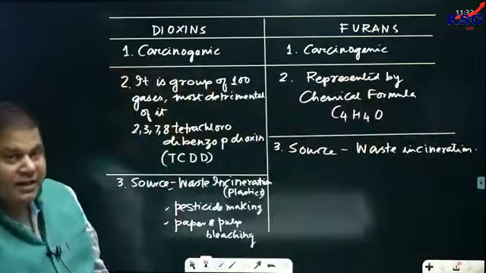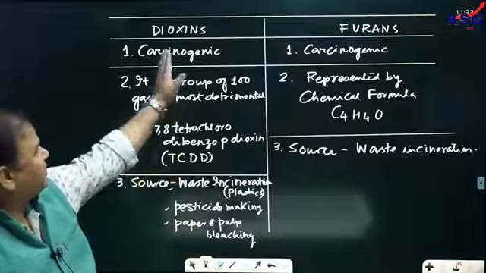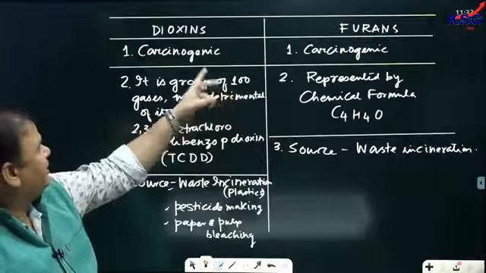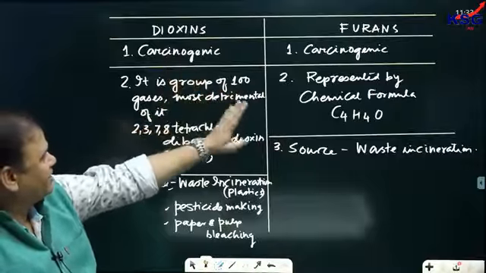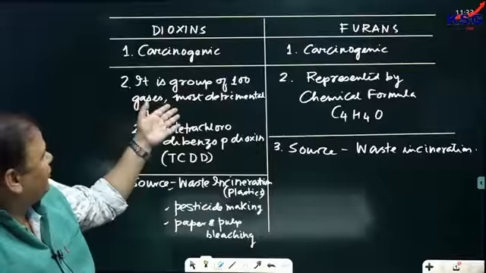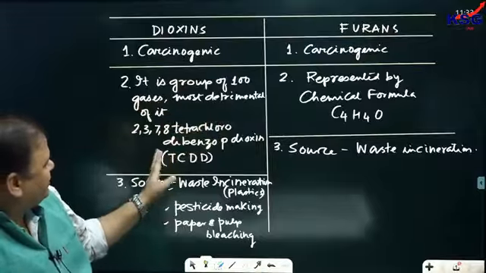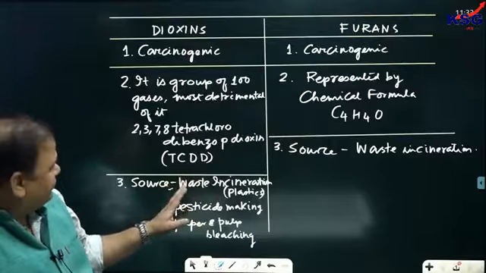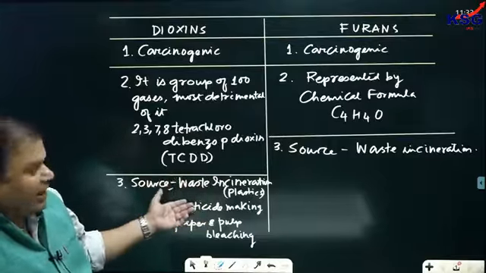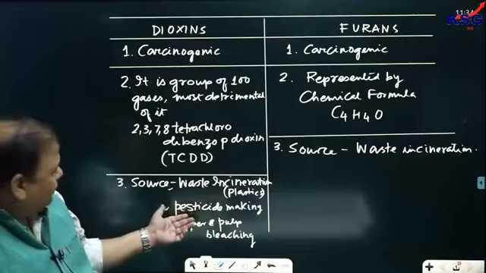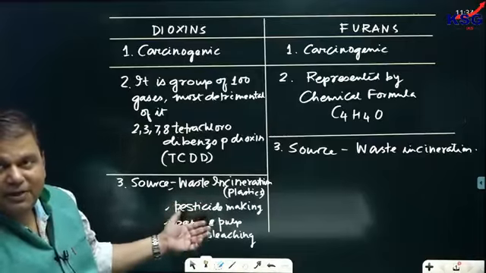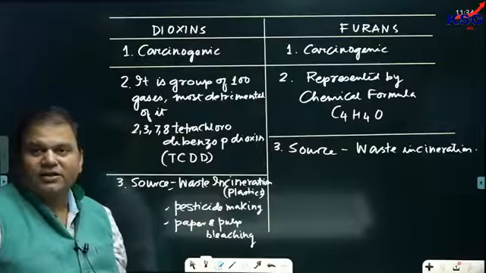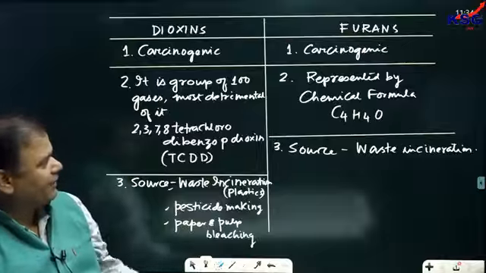So we have said that in landfills, waste incineration is responsible for emission of toxic gases, which includes dioxins and furans. Both of them have been reported to be carcinogenic in nature. Now, dioxin is a group of 100 odd gases, most detrimental of which is 2378 tetrachlorodibenzo p-dioxin, or in short TCDD. The source of dioxin is not only waste incineration but also pesticide making and paper and pulp bleaching. On the other hand, furans would be represented by a chemical formula C4H4O, and the source happens to be waste incineration.